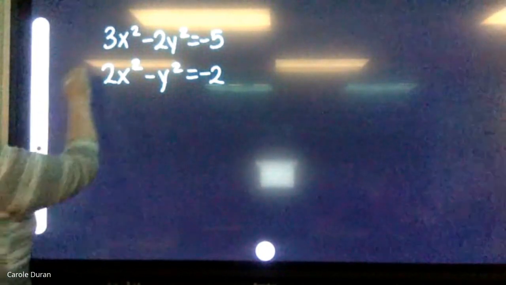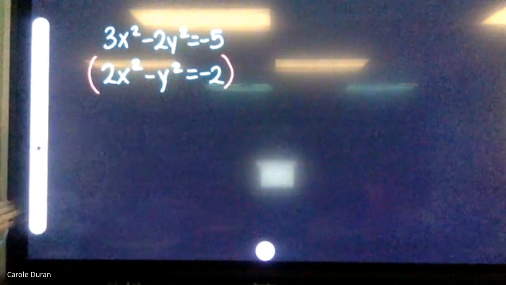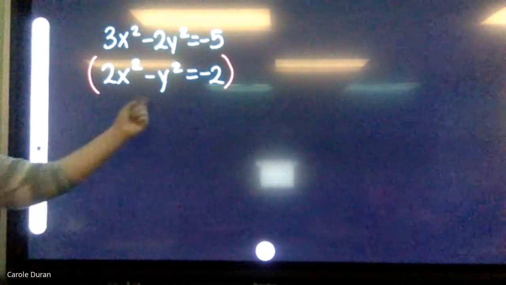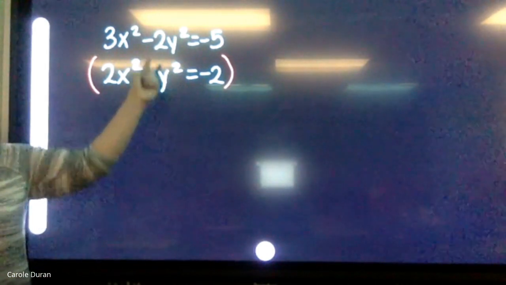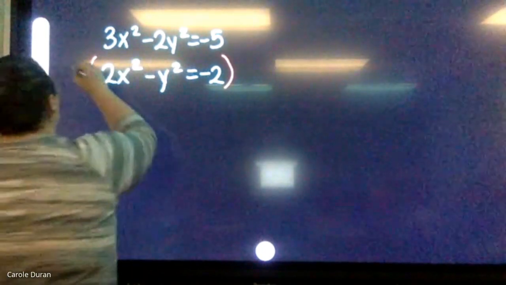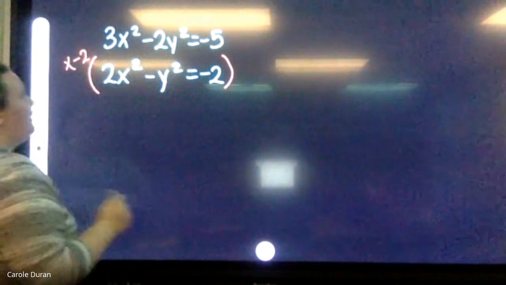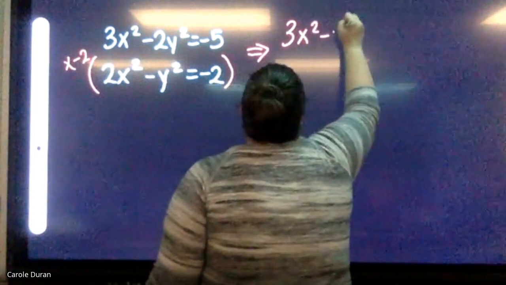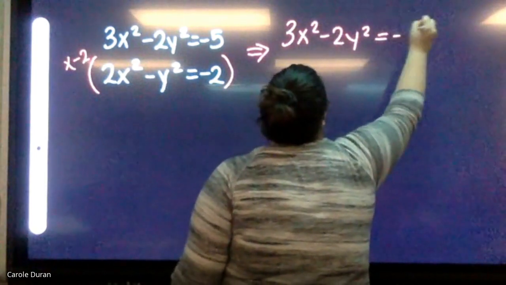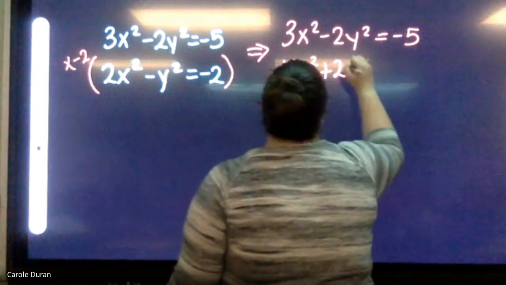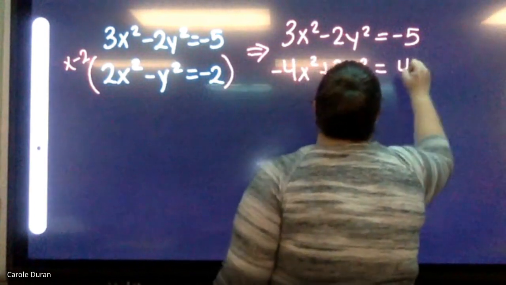So if I am multiplying this bottom equation in order to cancel the y's, what am I going to multiply it by? -2, because I need that to become a positive 2y squared. So it cancels with the -2y squared in the equation above it. So we're going to multiply by -2. When I do, my first equation stays the same. And my bottom equation becomes -4x squared plus 2y squared equals +4.